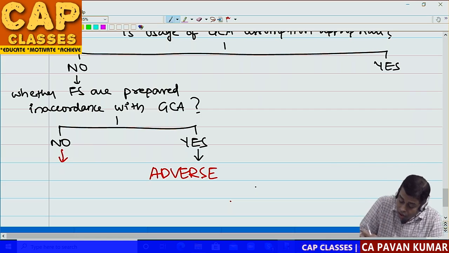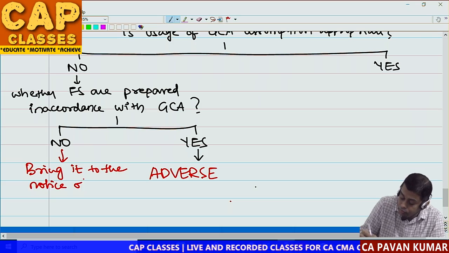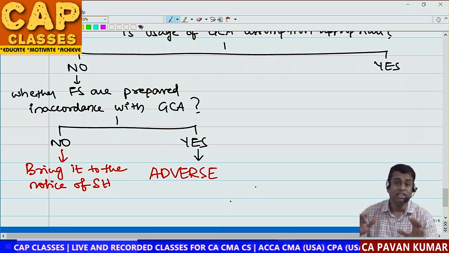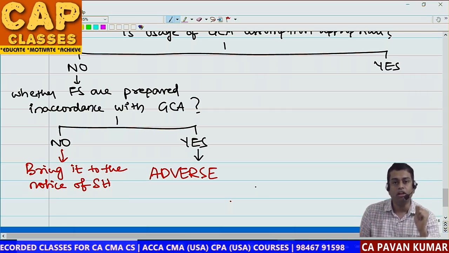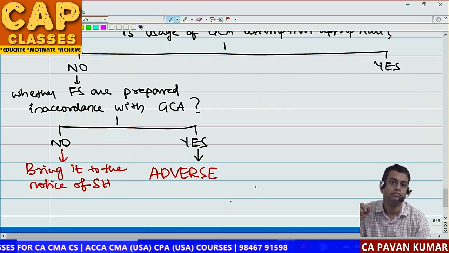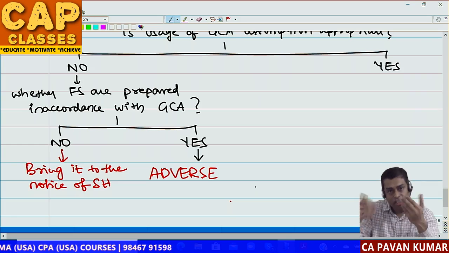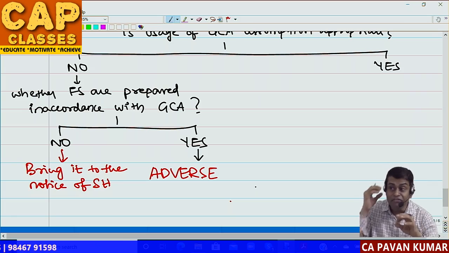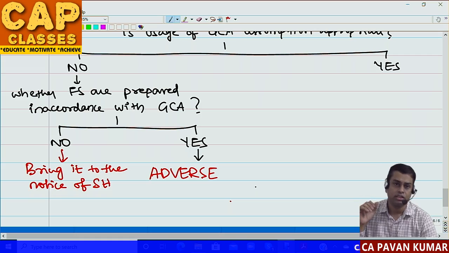Okay. Here the auditor will bring it to the notice of shareholders. Why? Because the entity is no more a going concern, but accounts are prepared on liquidation basis only. So what is wrong there? Nothing is wrong. Entity is not a going concern. Financial statements are prepared as if the entity is not a going concern. So as an auditor, what problem will I have? I will not have any problem. I will inform it to shareholders. That's all.